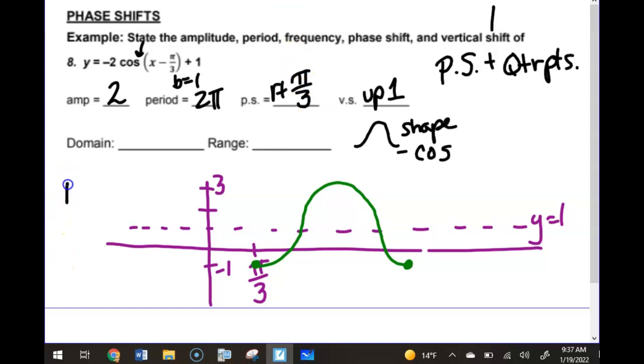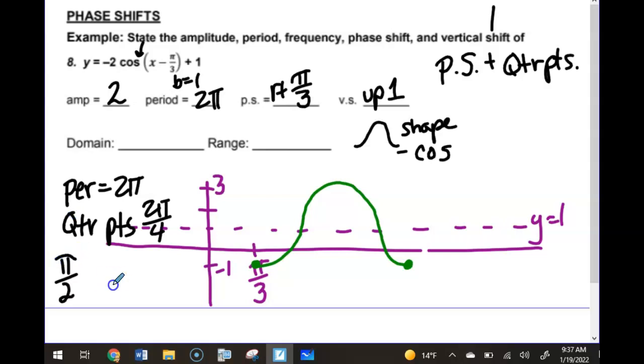All right, so if the period is 2 pi, the quarter points are 2 pi over 4, which reduces to pi over 2. And if we shifted right pi over 3, we need to figure out what that next quarter point is. If you're fraction phobic, if you hate fractions, use your calculator, just don't type the pi. So what is 1/2 plus 1/3? Well, this would be 3/6 and 2/6 if we got a common denominator.